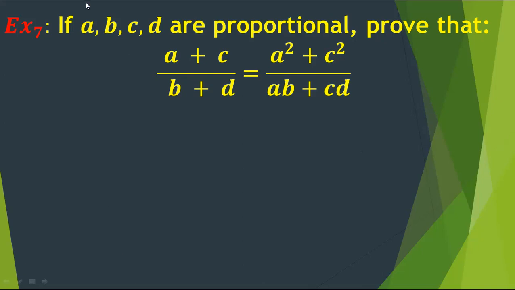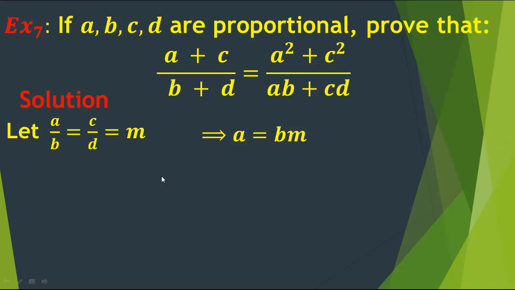First divided by second equals third divided by fourth equals M. Then A over B equals C over D equals M. Then you get A equals BM and C equals DM. This is the first step: A over B equals C over D equals M, then A, the first, equals BM and C equals DM.